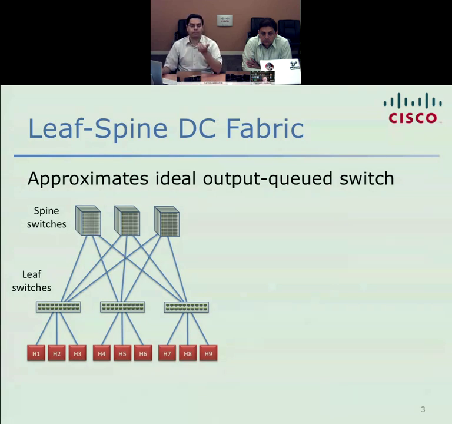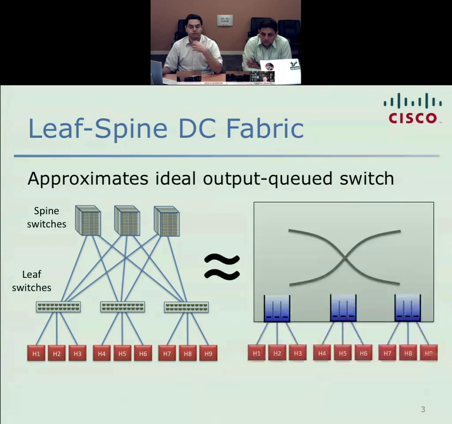In essence, if you think of what the leaf spine fabric is trying to do, it's really trying to approximate an ideal switch, what's called an ideal output queued switch. This is a switch where any time you get a packet on an ingress port, it will immediately land at its designated egress port and then get queued there, potentially until it can be delivered to its final destination.